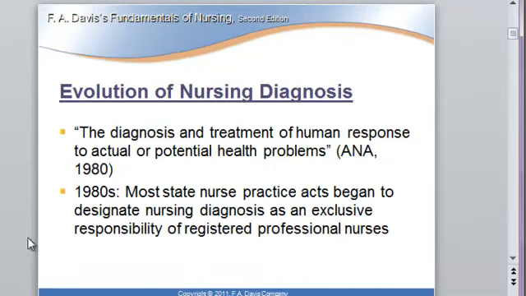The evolution of nursing diagnosis really started back in the 1950s and 1960s. The term nursing diagnosis itself was first used in 1953 to differentiate nursing from medicine. I thought it was interesting that it was stated as the client's needs for nursing rather than for medical care, and that's kind of how they distinguished nursing diagnosis.